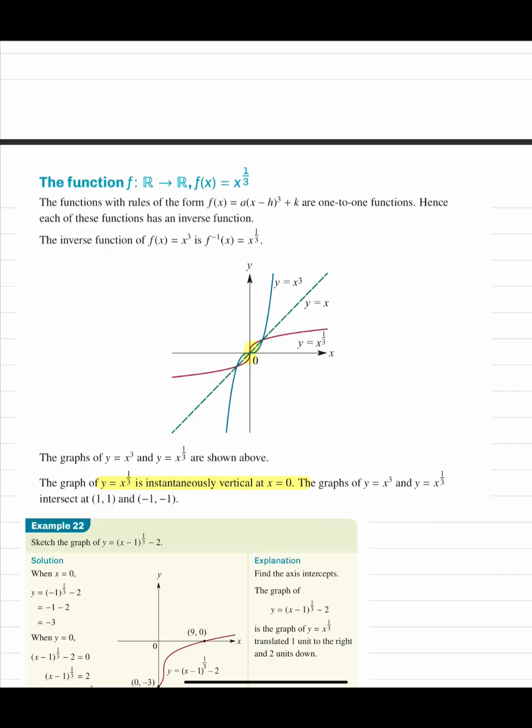It looks like it's vertical, but it's not. It still has this little bit of changing values. So it's not perfectly vertical, which means this is still a function. It is not totally flat. The original cubic is not totally flat, which means the inverse function here is not totally vertical.